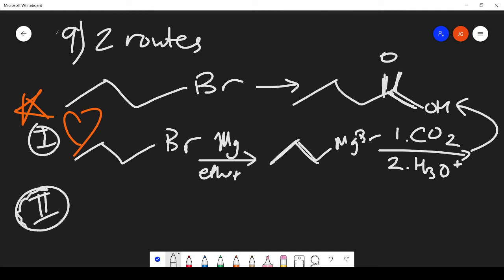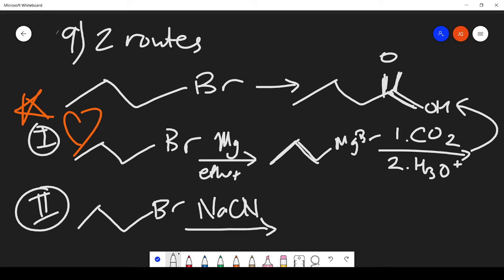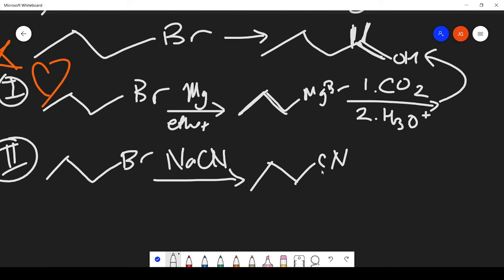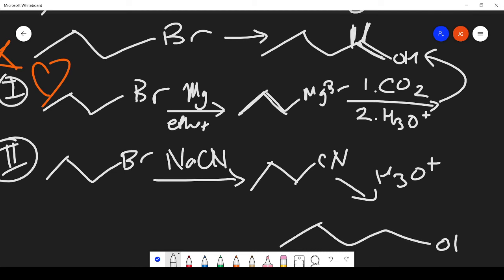The second method, it's also fine. They're both fine. In fact, this second method might be easier to do or memorize in some cases. But we're going to use NaCN, so cyanide, a cyano group with the alkyl halide, and it's just going to do an SN2 reaction. So we replace the bromine with CN. And finally, we're going to add acid and form the carboxylic acid.